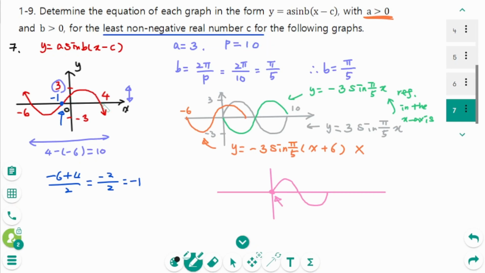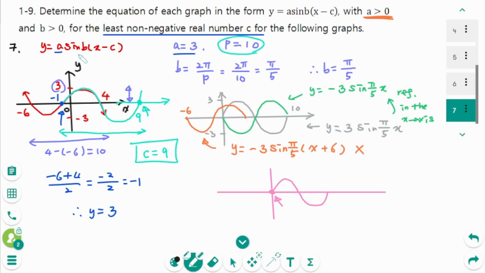If we continue drawing the graph like this, then we can see that there is another starting point. Since the period is 10, then minus 1 plus 10, which is 9, the positive number. So that means C equals 9. The final answer is y equals A, which is 3, sine, then B is pi over 5, then x minus c, which is 9.